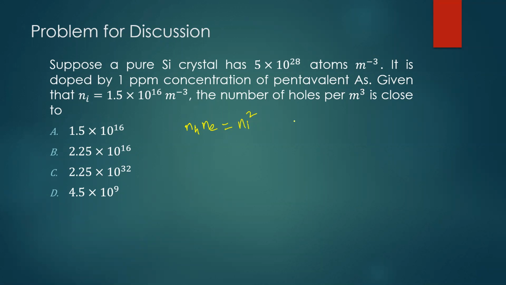So how do I get Ne? For 1 million, you will get 1 electron. Because there are so many atoms, if you remove 1 million, the number of electrons would be 5 into 10 to the power 22. You can substitute that here. So the number of holes is Ni square, which is 2.25 into 10 to the power 32, divided by 5 into 10 to the power 22. So this is correct.